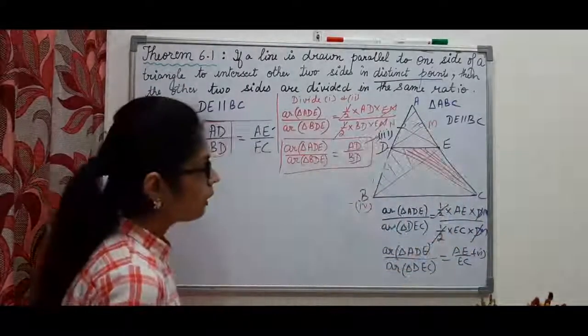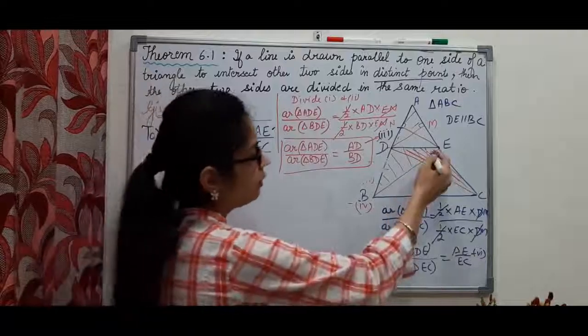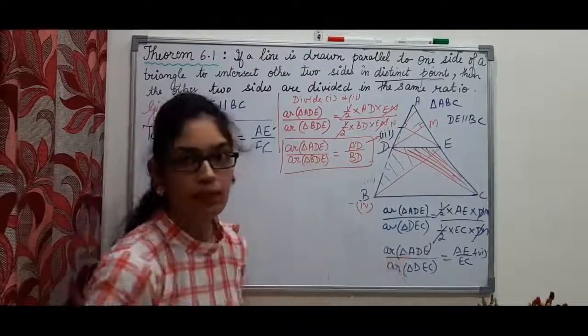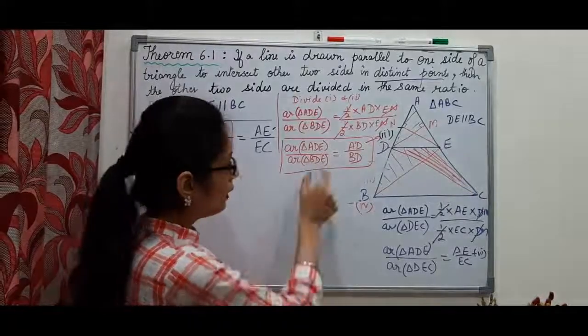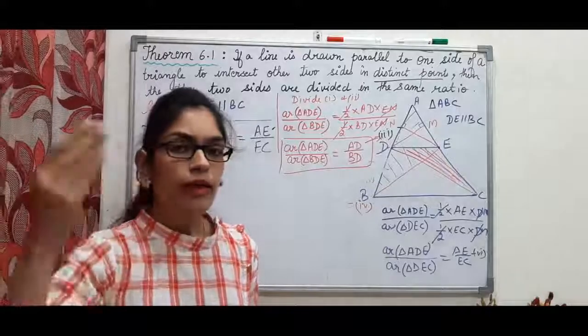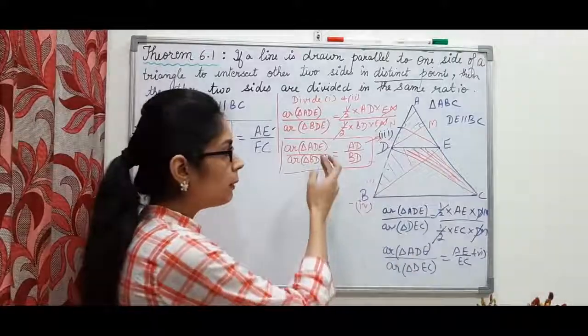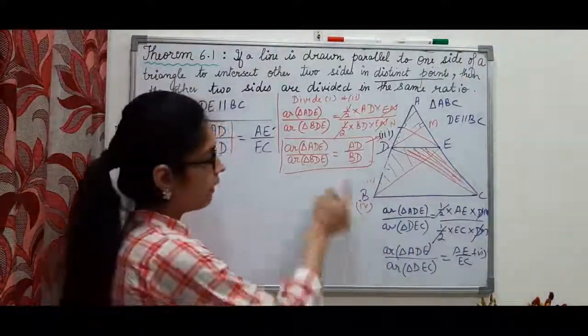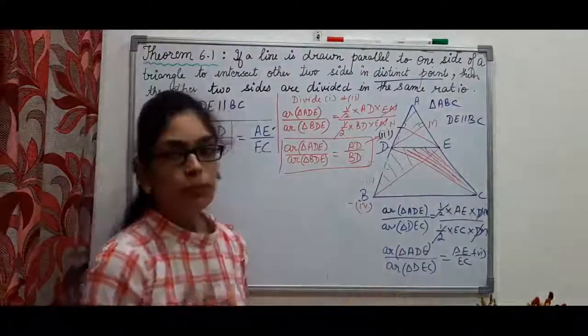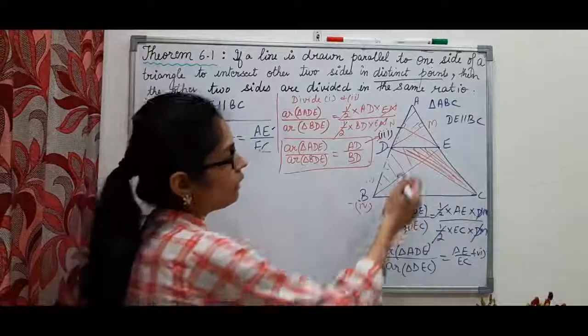So what we'll do now, we have to see this figure clearly, because here I have ADE present in both, but BDE is a different triangle and DEC is a different triangle. So if I divide, I won't be able to cancel these, because one triangle I can cancel, but the other ones are not the same, so there is no possibility. So let's see this figure.